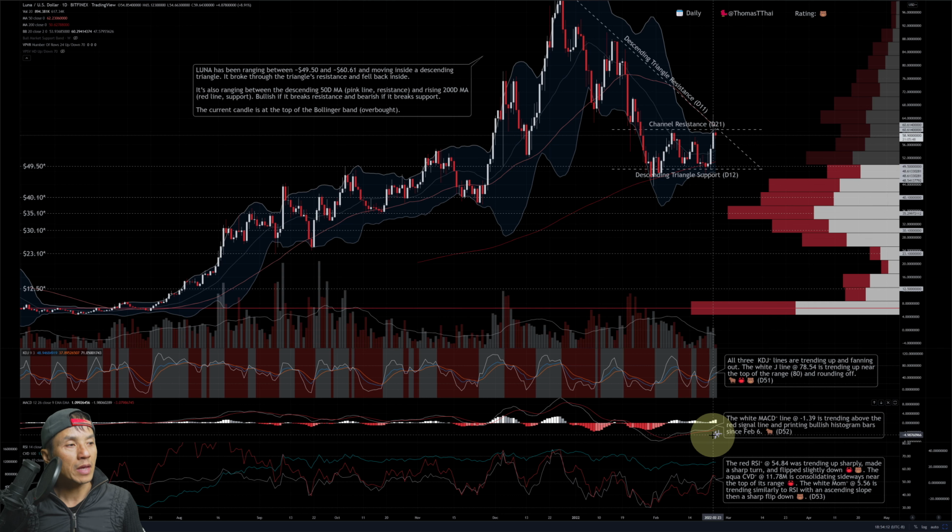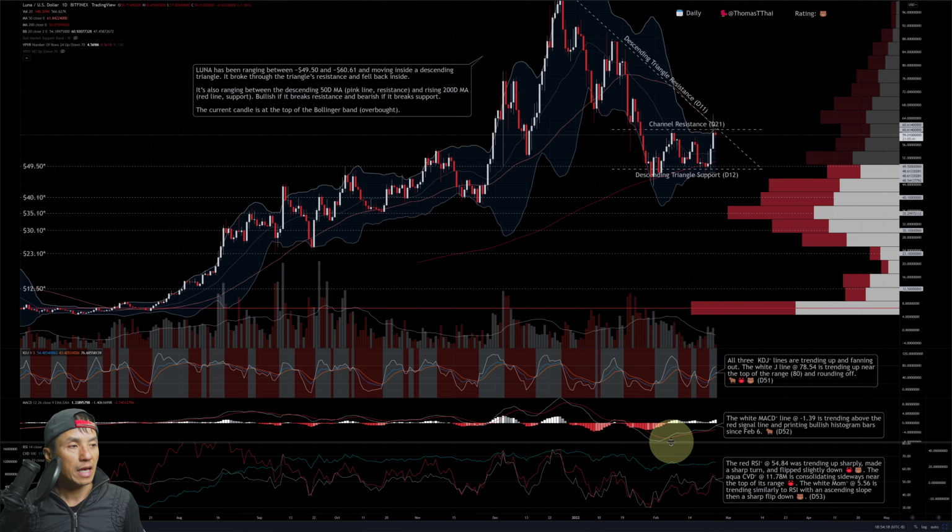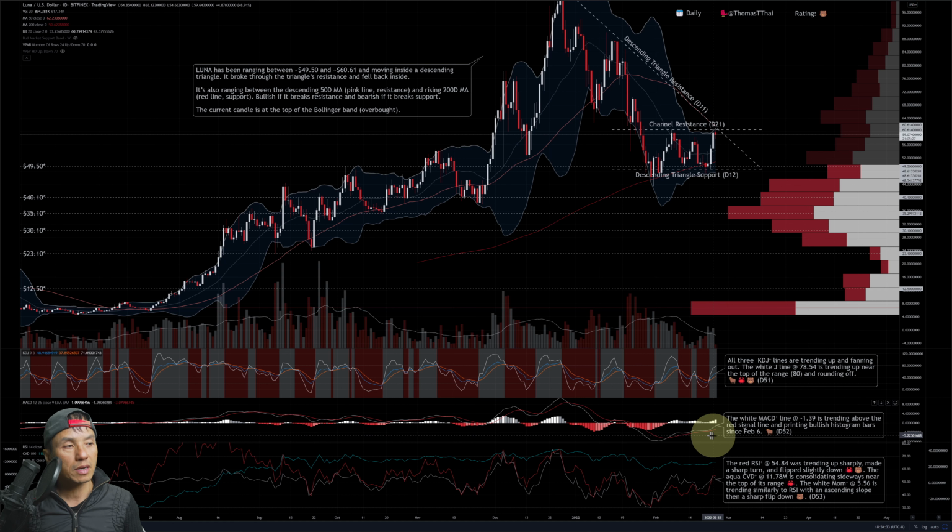On the MACD, the white MACD line is currently at negative 1.39 and it's trending above the red signal line. It's been doing that since the 5th of February, riding slightly above, and both of them are trending up. In the recent couple days, it's been flipping. The white line's been angling up sharper, signaling a more bullish sign.